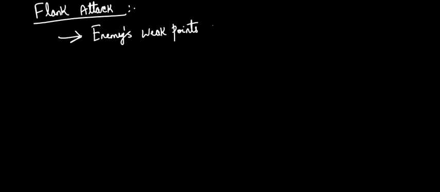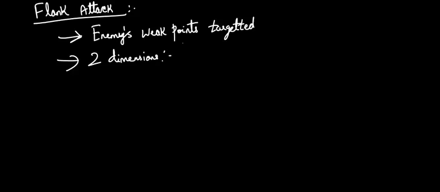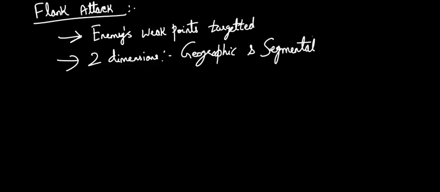Flank attack, F-L-A-N-K. What is this flank attack? In flank attack, the enemy's weak points are targeted. The enemy's weak points are targeted by the challenger. What do you mean by this? To know this, a flank attack can be directed towards two dimensions. One is geographic and the next one is segmental. Flank attack can be either geographic or segmental.